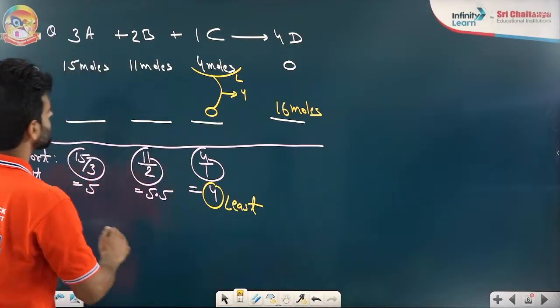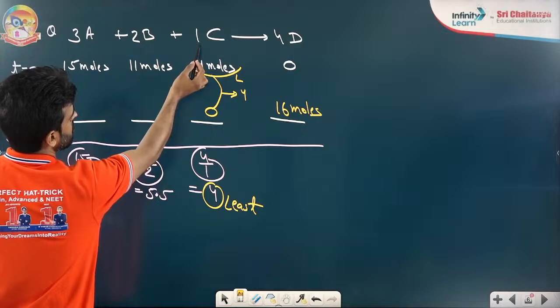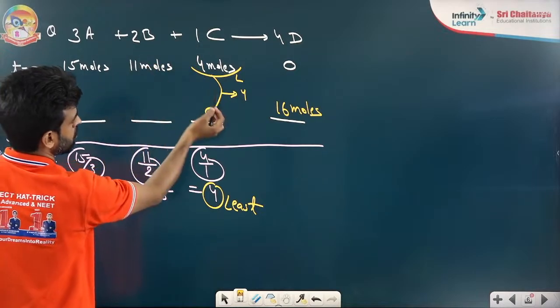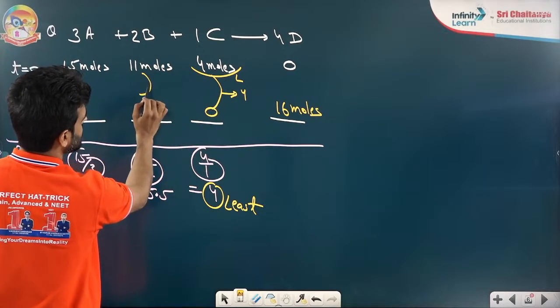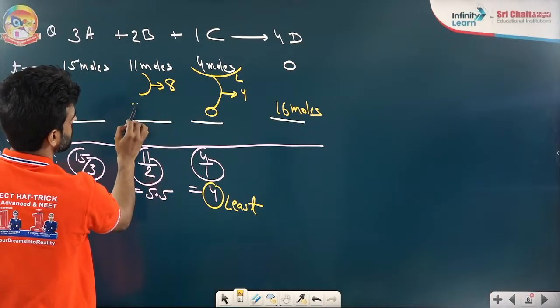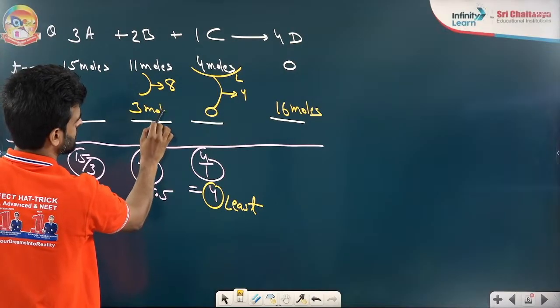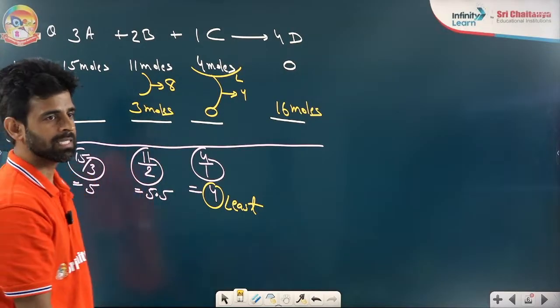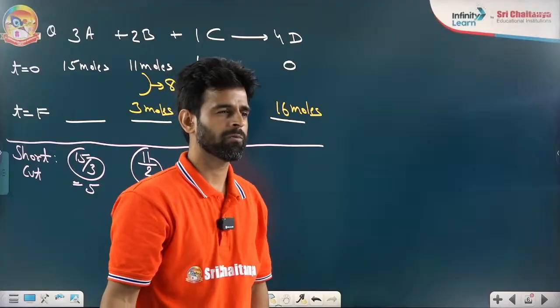Right? Here we can see 1 mole finishes how many moles? 2 moles. So 4 moles of C will finish how many moles? 8 moles gone. So how many moles remaining here? 3 moles excess remaining. Is that clear, beta? 3 moles excess remaining. Fine.